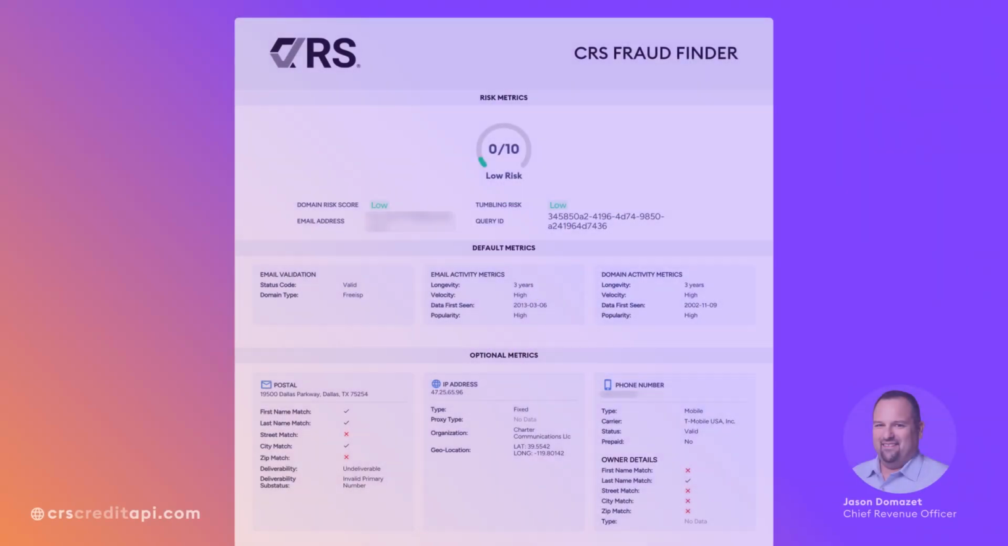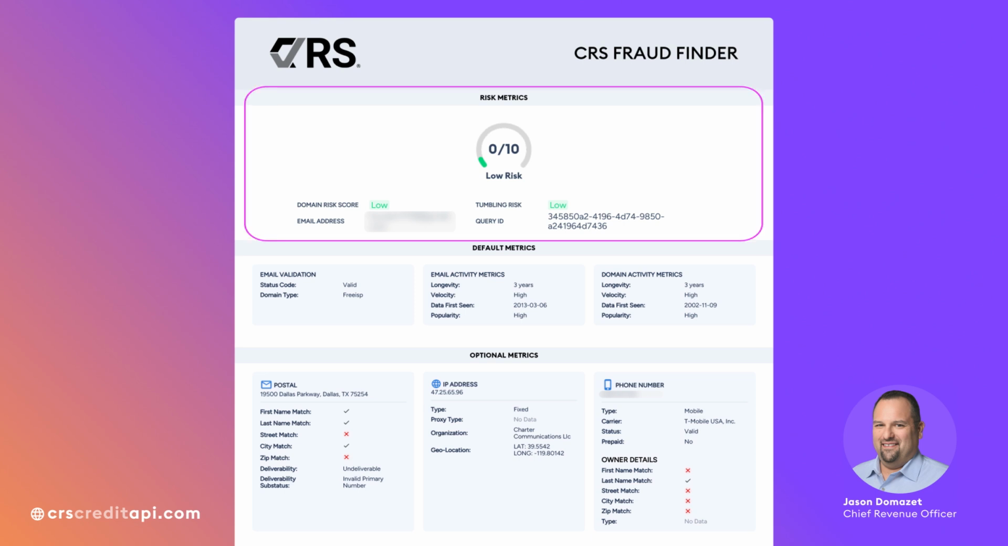So this is the PDF that our system will generate, but we also provide this information back entirely in machine readable format, so it can be consumed by our customers' platforms, so automated decisions can be made as well. But for the sake of today, the PDF is presented here where you can see the risk metrics score at the top. Now, this is a combination of all the factors that I spoke to earlier, where there's an algorithm that determines whether or not these factors are considered high or low risk.